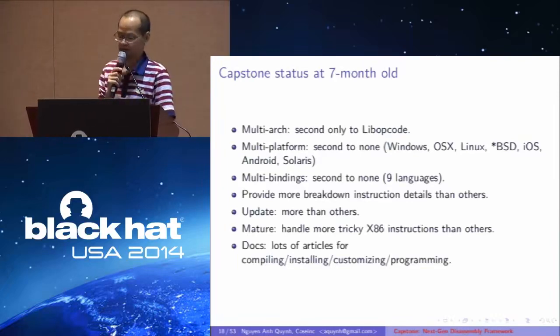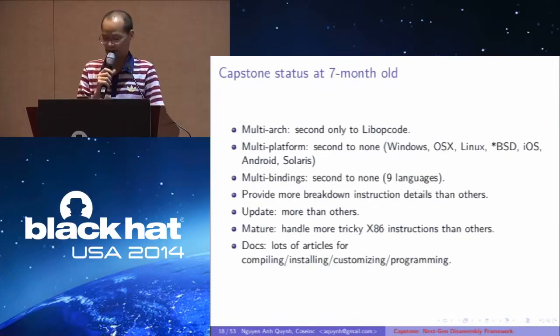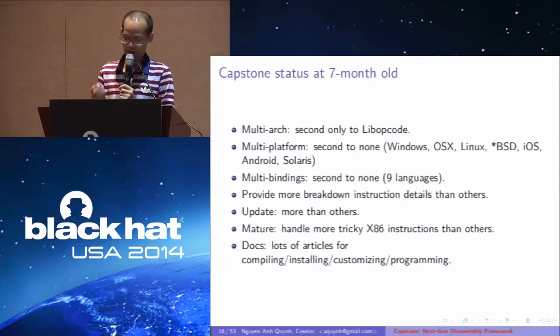Multi-arch, Capstone is second only to LibOpCode, which supports like 20 or 30 architectures. Because LibOpCode has like 20 years of history of development behind, and Capstone cannot compare with that. On multi-platform, Capstone is second to nobody, because we support Capstone running natively on Windows, OS X, Linux, FreeBSD, OpenBSD, iOS, Android, and Solaris natively.